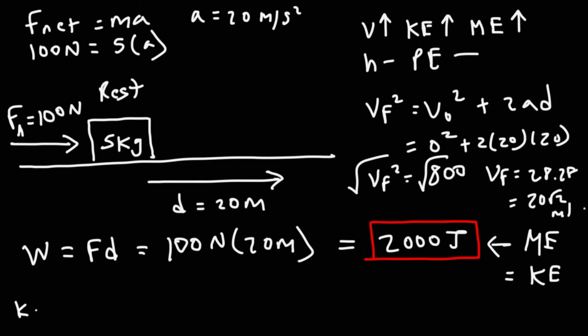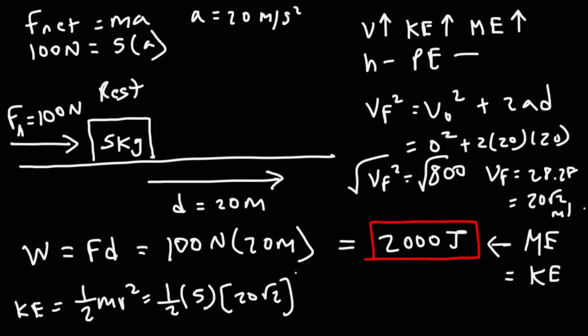Now we can calculate the kinetic energy of this block using this formula. So it's 1/2 mv squared. 20 root 2, if you square that, is going to give you 800. Half of 800 is 400. And if you multiply 400 by 5, that will give you 2,000 joules, which is the kinetic energy and also the mechanical energy of this block.